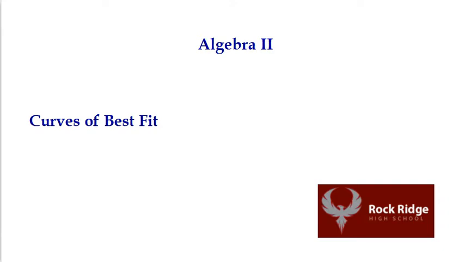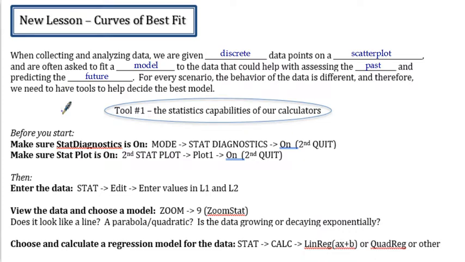So our first page of our notes is here. When we're collecting and analyzing data, we're given discrete data points, data points about something that happened already in the past. Somebody collected some individual discrete data points. And typically we put those on a scatter plot to see what the shape of them is.